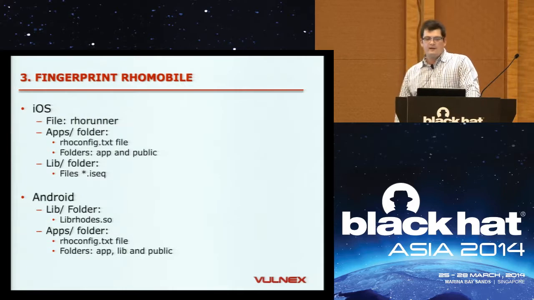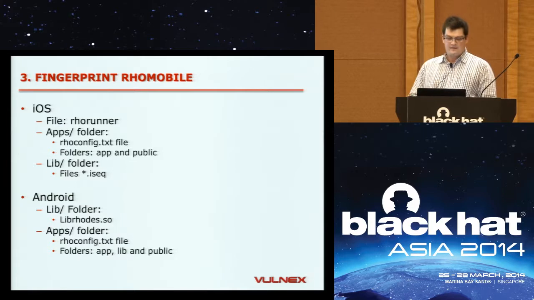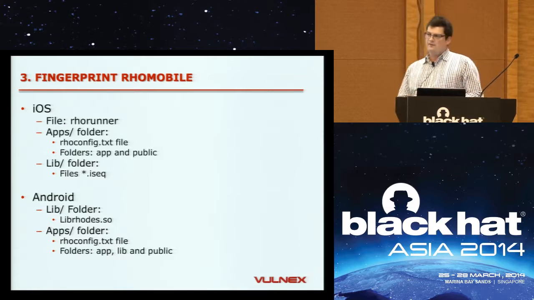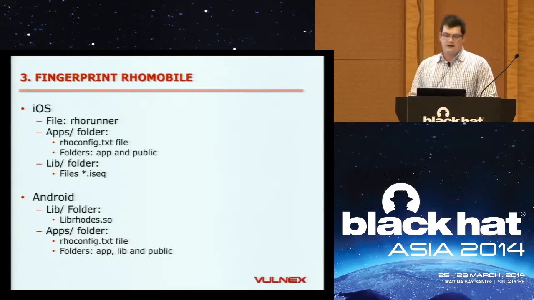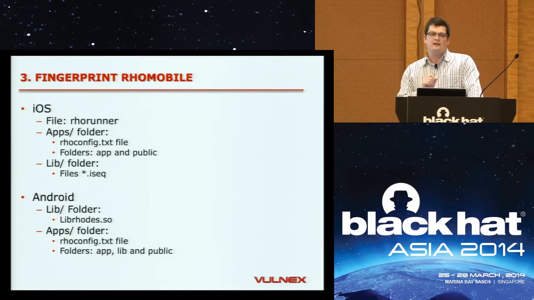For Rhomobile, same thing. How do we want to fingerprint this kind of app? Easy. For iOS, we look for the RhoRunner binary. All the Rhomobile applications in iOS use this binary name. So we find this RhoRunner, and we also find a folder called apps, and inside we can find the rhoconfig. That's our Rhomobile application.